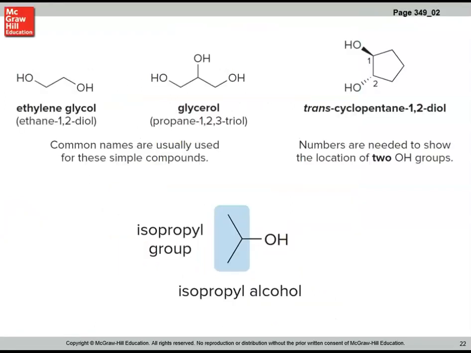A lot of simple alcohols will have some common names. Ethylene glycol, for example, the IUPAC name would be ethane-1,2-diol, but it's typically called ethylene glycol. Glycerol is another very common one, the glycerol backbone on triglycerides or fats. This is what's kind of cleaved off from the fatty acid and left over.